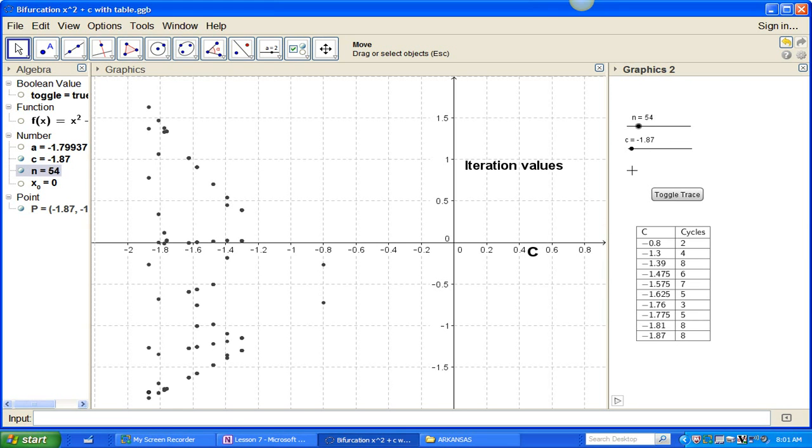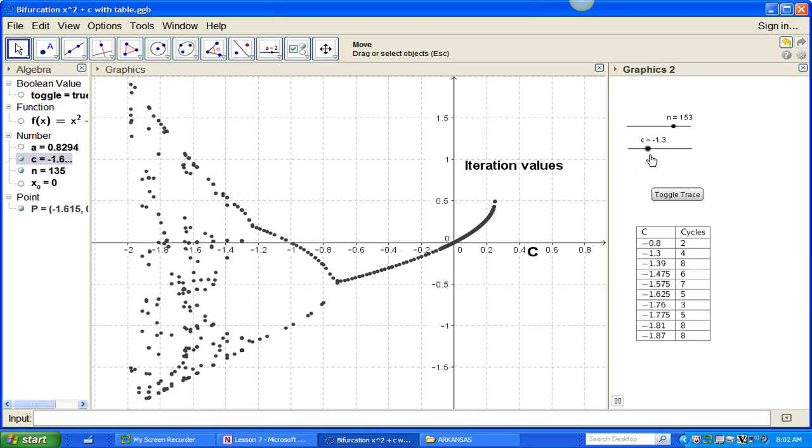Now what I'd like to do is come on over here to one of the 1 cycles. See what I'm doing is changing the value of c, and I'm seeing all of these 1 cycles. Now this one right here is actually a 2 cycle, but I kept the value of n at 54. So now I'm going to let c vary and also let n vary. We're moving to the right, and it's graphing different iterations, so it might graph the 50th iteration one time, the 100th iteration another time.